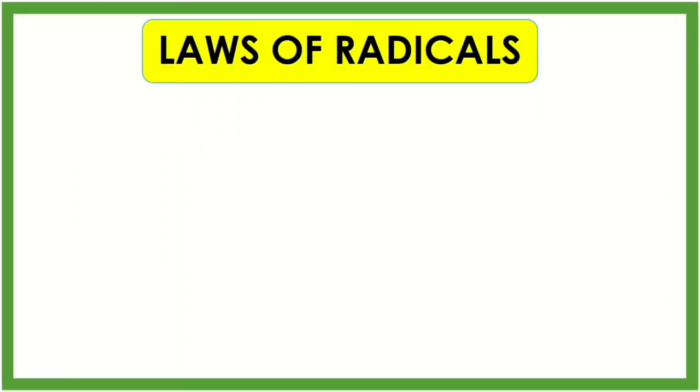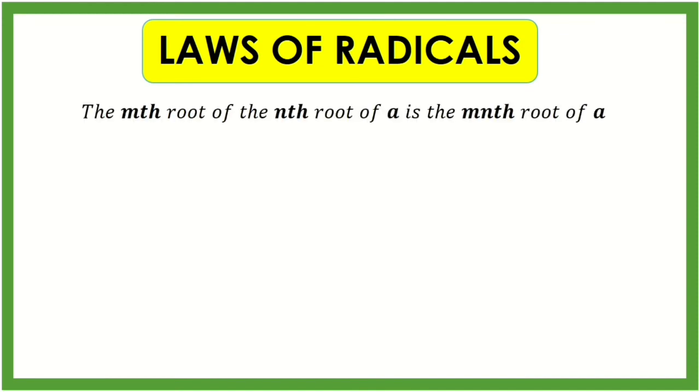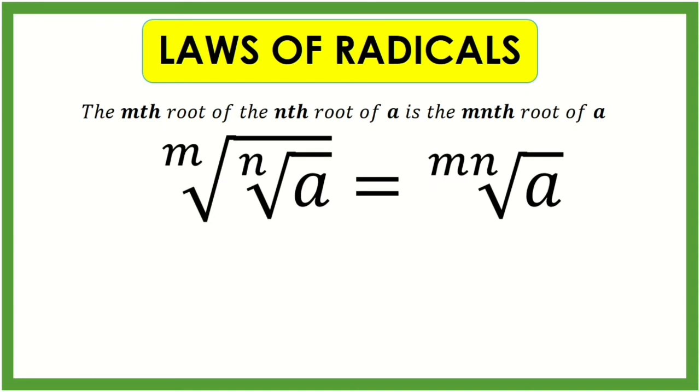Okay, let us have another law of radicals. The mth root of the nth root of a is the mnth root of a. So, in symbols, we have the mth root of the nth root of a is equal to the mnth root of A. Ayan. So, meron na tayo ditong dalawang radical symbol. Ang ginawa, pinag-multiply yung kanilang mga indices. So, m times n th root of A.